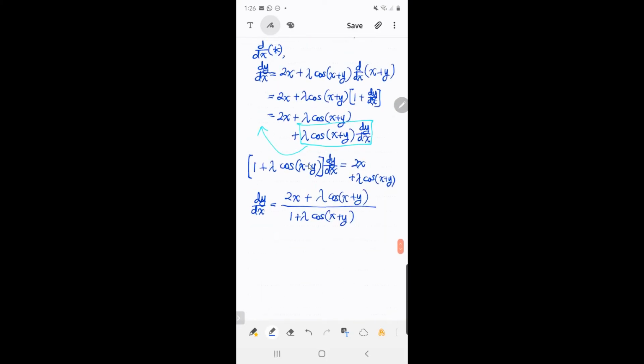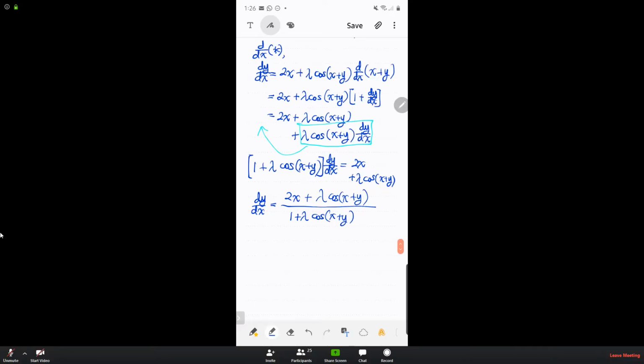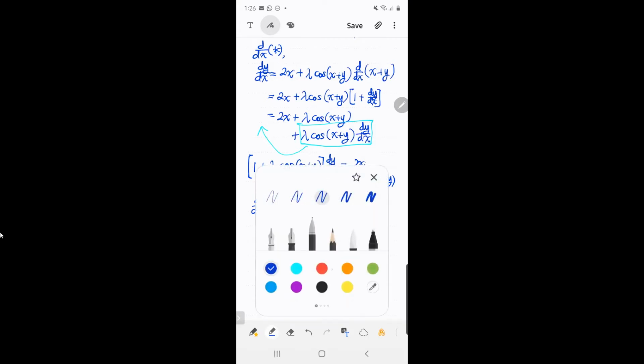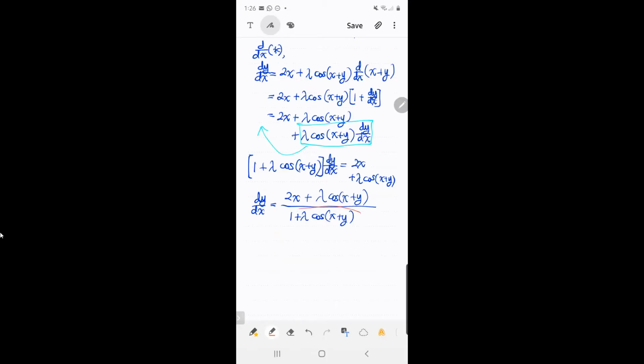Now, the question says, show that C has no tangent which is parallel to the y-axis. So what are you supposed to do? You are supposed to make sure that the dy/dx is infinity. So dy/dx is infinity if and only if the bottom part is equal to 0. So you need to argue using this denominator.